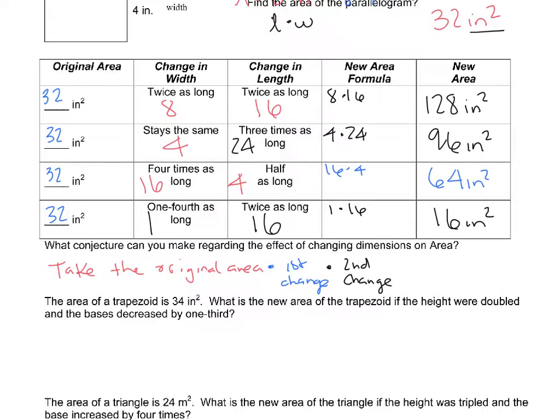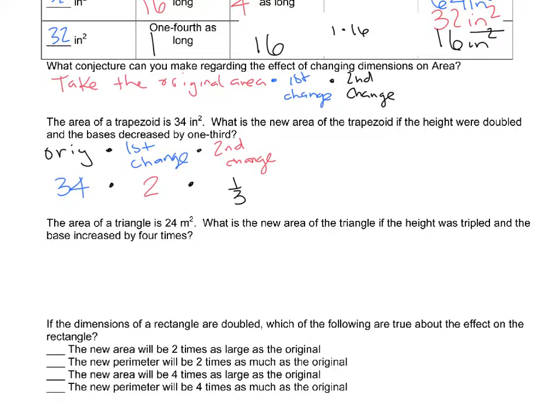Yes. So, the conjecture that you can basically make is, you take the original area, you multiply it by the first change, and then you multiply it by the second change, and that'll give you your new area.